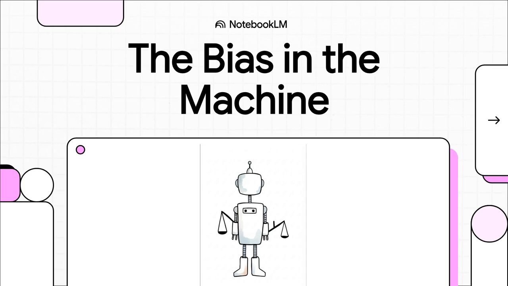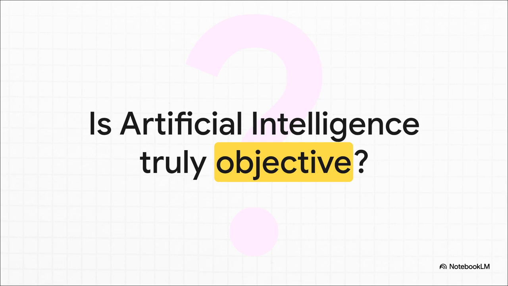Let's get into it. So let's start with the big question right off the bat. Is artificial intelligence really, truly objective? I mean, we love to think of our tech as neutral, just pure logic, totally free from our messy human flaws. But is it? That's what we're going to unpack today.